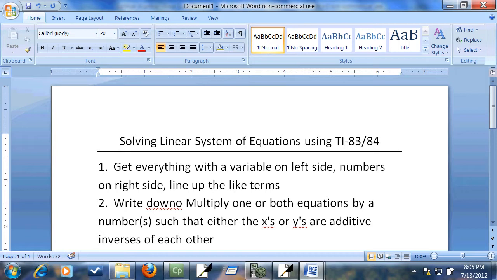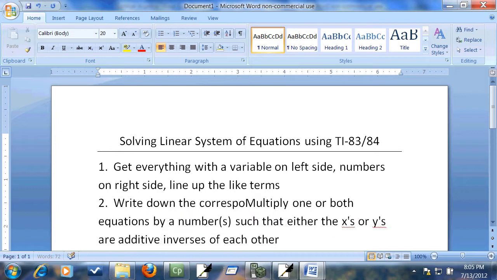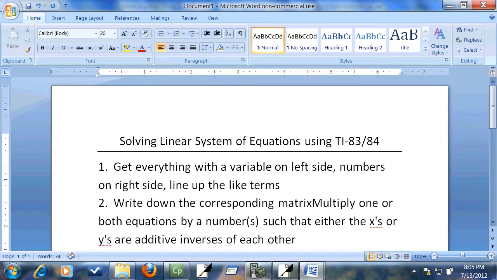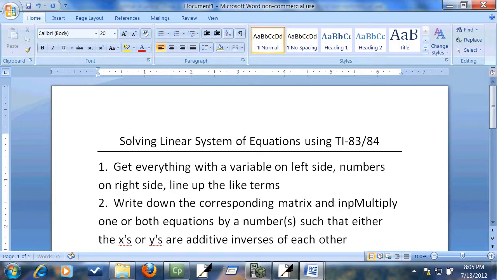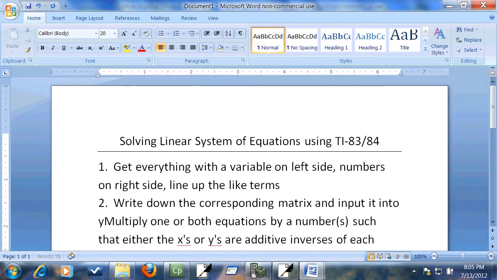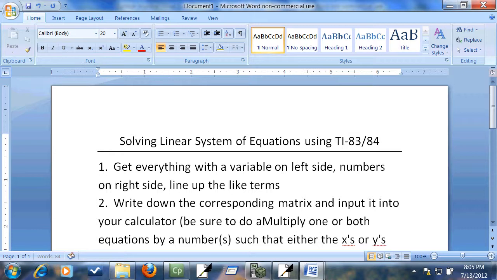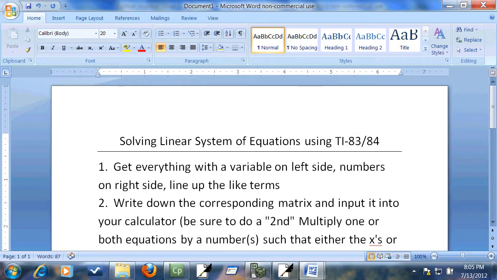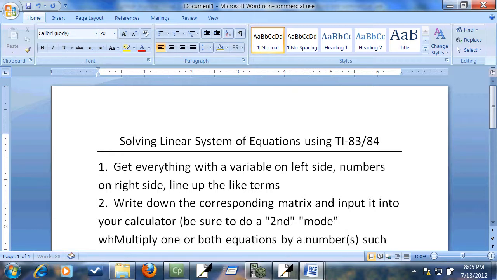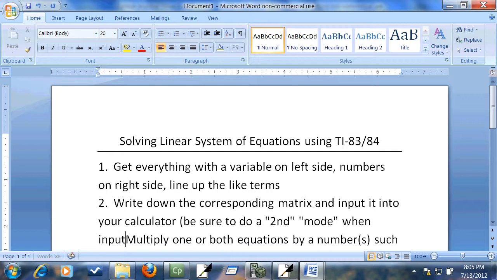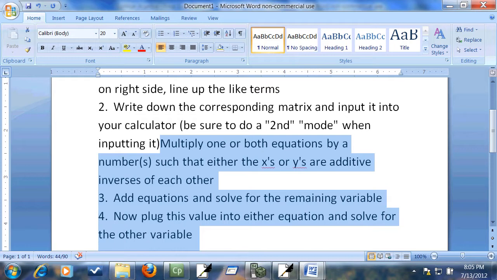Step 2. Write down the corresponding matrix and input it into your calculator. Be sure to do a second mode when done inputting it. A lot of people forget that step.